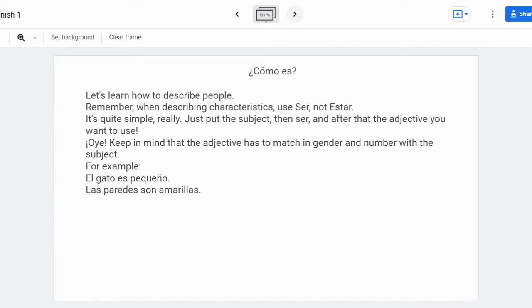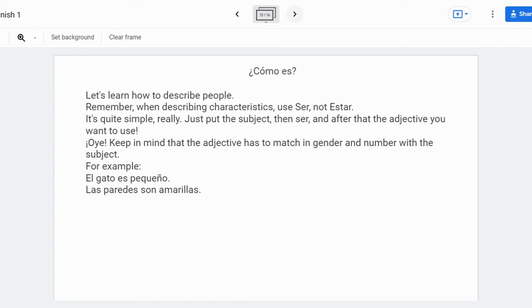Notice how I conjugated ser in the el, ella, usted form. Anything which is not a person should be conjugated in el, ella, usted. In this case, I am saying the cat, and the cat is small. Pequeño is small. The next sentence is a little different. It still keeps the same general idea.